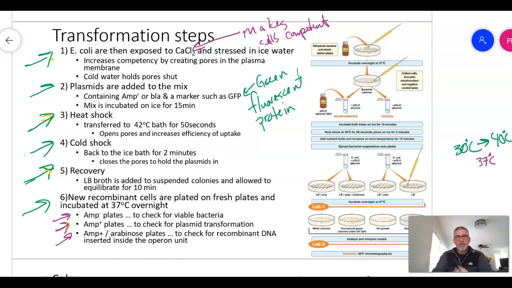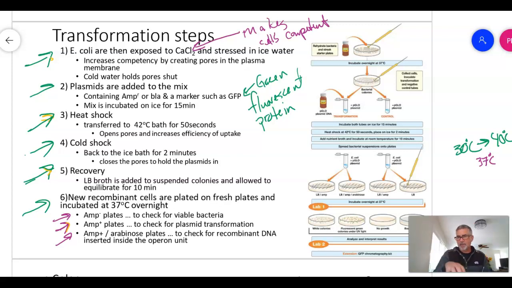I'm going to put them on ampicillin-positive and arabinose plates, right? I'm not giving them glucose at this point, but I'm giving them arabinose because I have a PBAD operon. So it's activated by arabinose, not lactose, right? So I'm going to check for recombinant DNA.